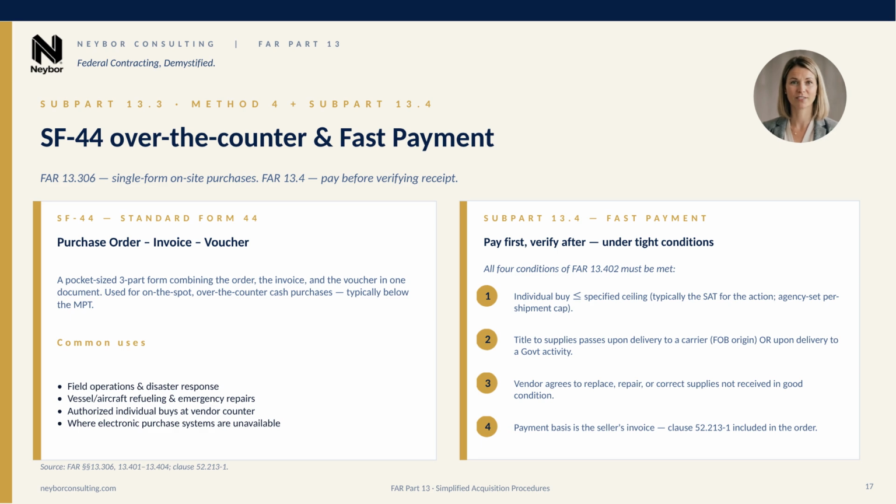On the right, Subpart 13.4, Fast Payment. The name says it all. The government pays before it has verified that the supplies were received. Because that is risky, all 4 conditions in FAR 13.402 must be met.